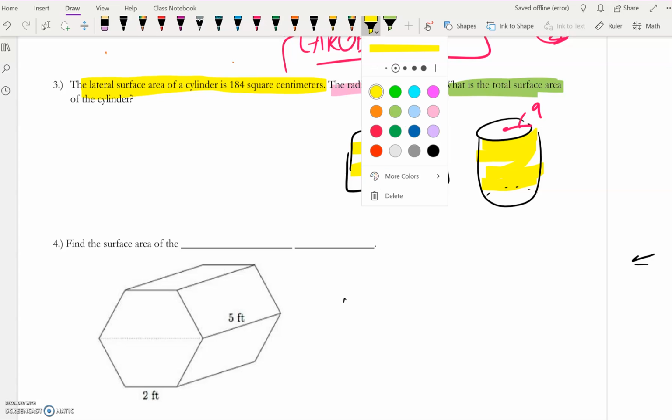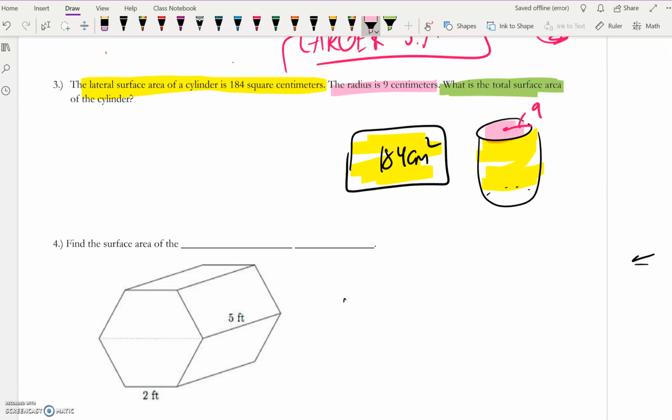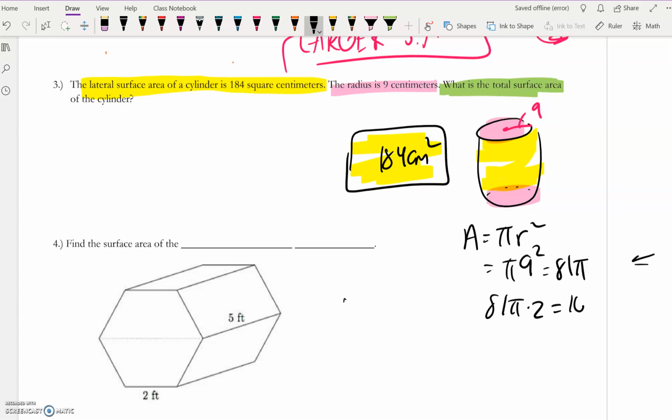So I've already been given the yellow bit. I'm just missing the pink circle at the bottom and the pink circle at the top. To do that, all I need to know is the area of a circle. My area of a circle is pi times radius squared. My radius is given as 9, so it's going to be pi times 9 squared, or 81 pi. And then since there's 2 of them, I'm going to double that. Okay, so it looks like it's 162 pi.